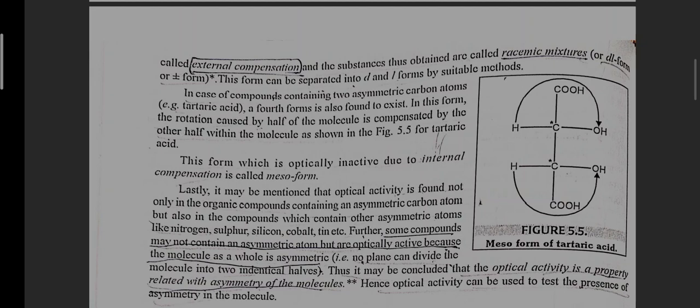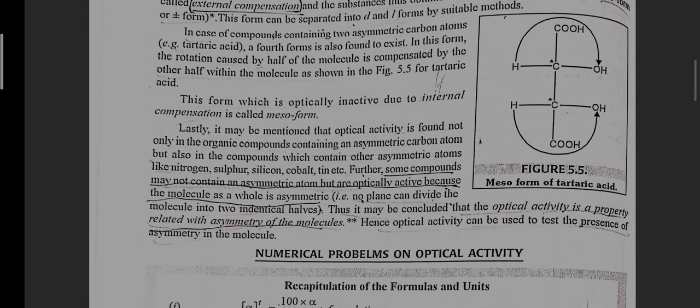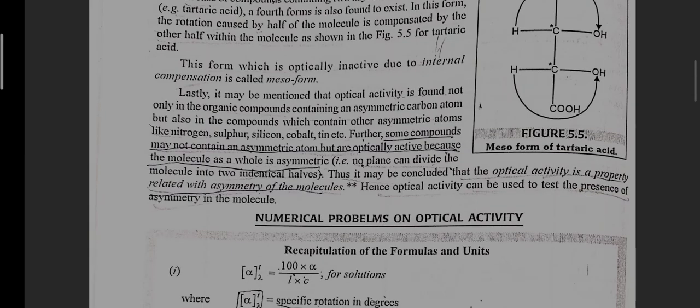In case of compounds containing two asymmetric carbon atoms, for example tartaric acid, a fourth form is also found to exist. In this form, the rotation caused by half of the molecule is compensated by the other half within the molecule. This form, which is optically inactive due to internal compensation, is called meso form.